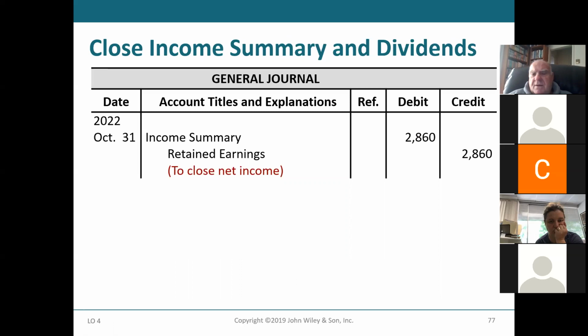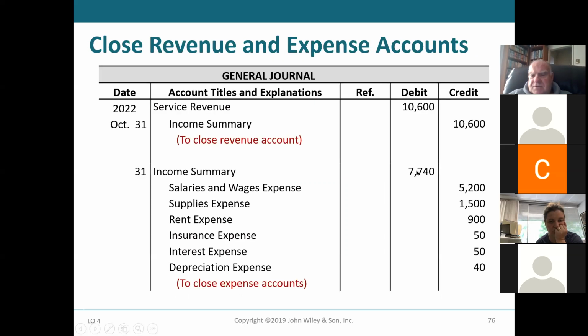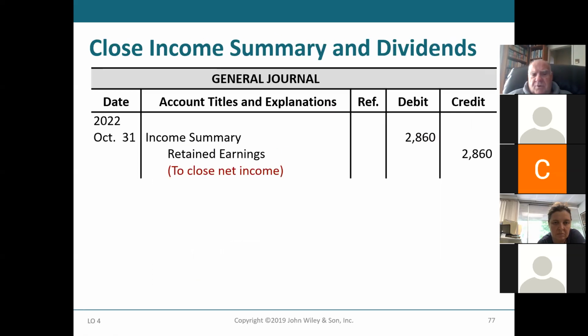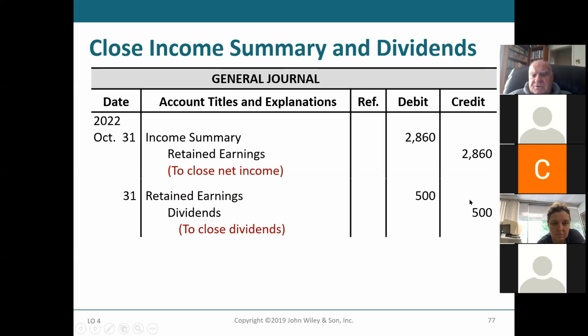Retained earnings is now going to be updated. Let's go back here. 10,600 minus 7,740 is the net income of 2860. Okay? 2860. Now we're going to clear out that income summary account by moving it into retained earnings. So we zeroed out the income summary, moved it to retained earnings. The dividends are easy. You just move it to retained earnings.